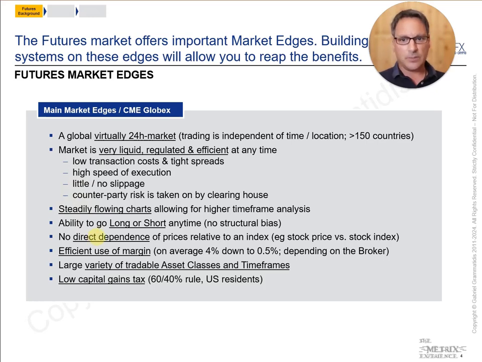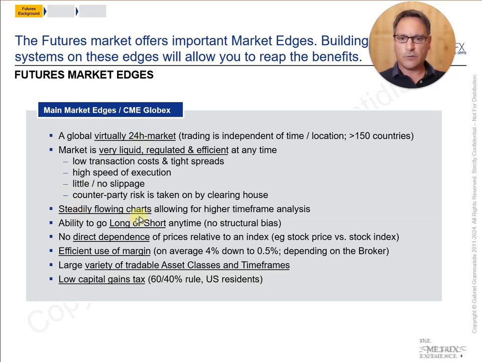The counterparty risk is completely taken off. The clearinghouse assumes the counterparty risk. So whenever somebody sells a contract and another person buys it, it always goes through the clearinghouse. There's never a buyer-seller direct relationship. The clearinghouse is the middleman, and this is the insurance and the protection.